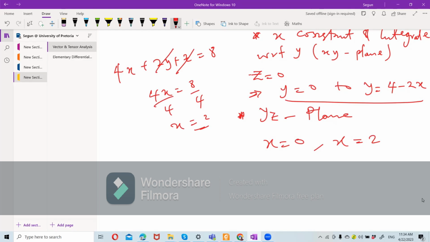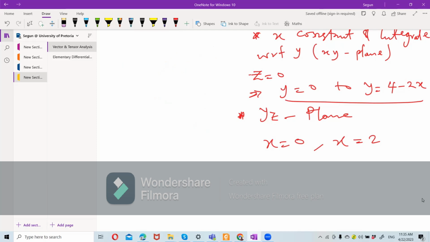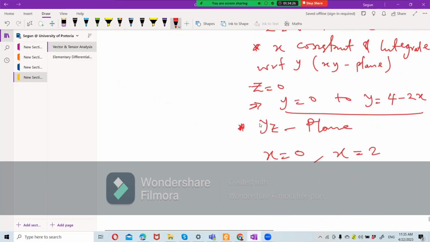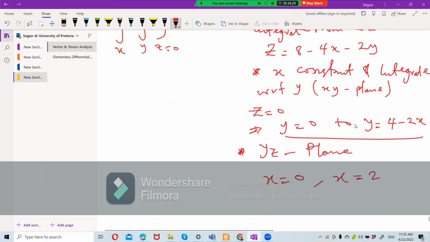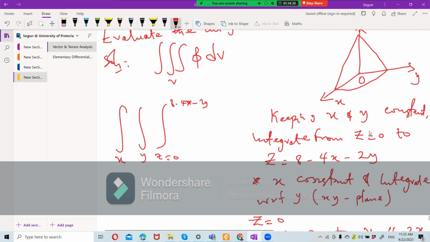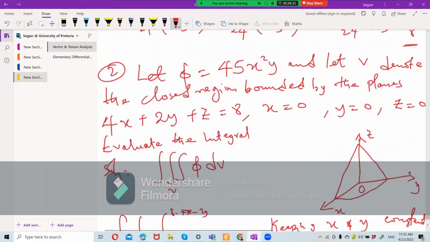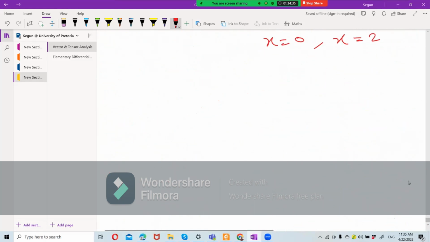Do we all agree? Yes, sir. Okay, now we can go ahead and integrate. Now we have the limits. So when you are given this question that day, look at it very well. Make sure you are able to get the limit before you start. So let's move to the question now. We now want to solve it.